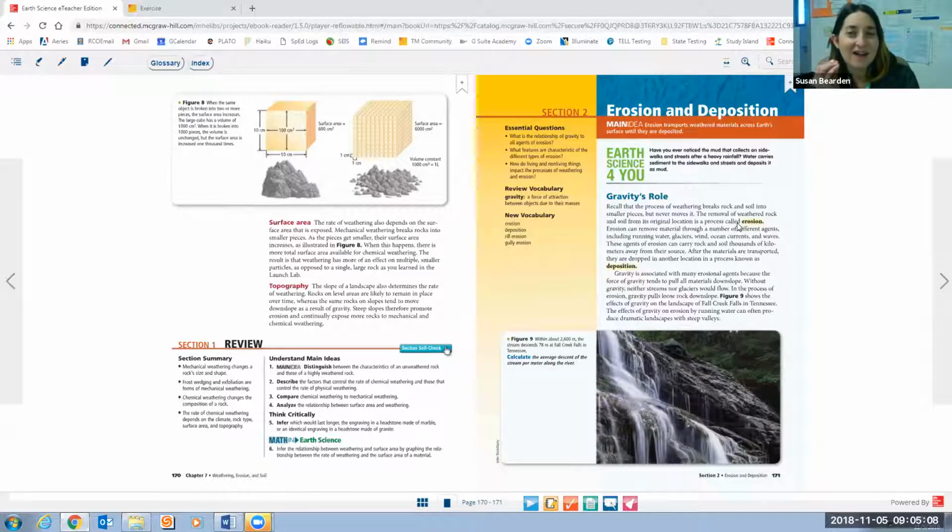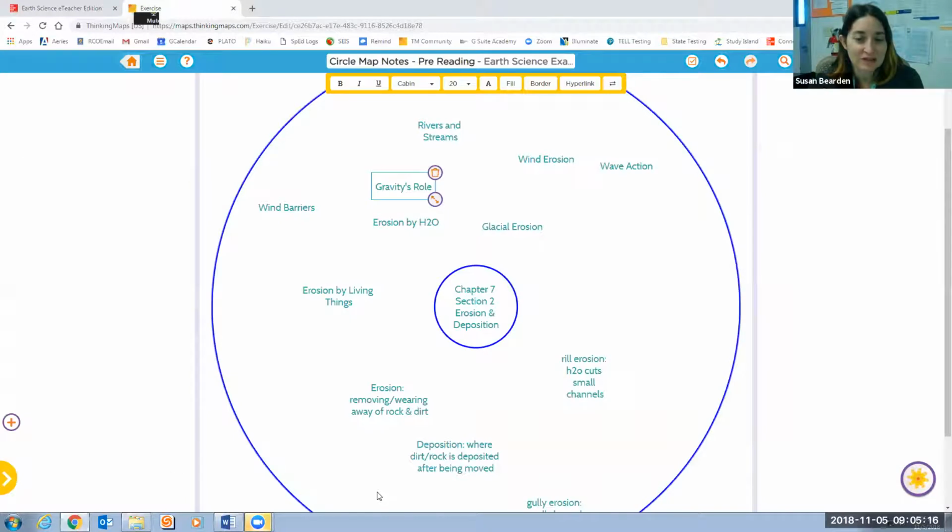Okay, now I don't have to write that exactly as it is because that's long, right? I'm going to shorten it. So I'm going to put it on my map. I need to make sure I have the word erosion. Oh, here we go.